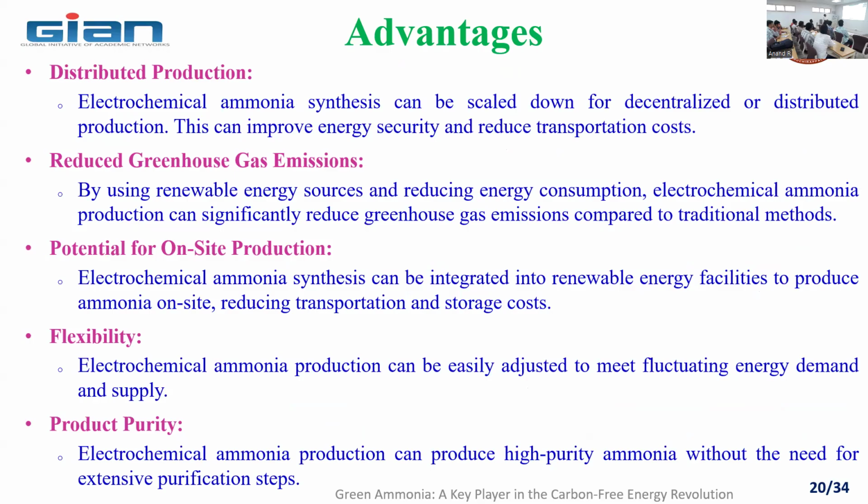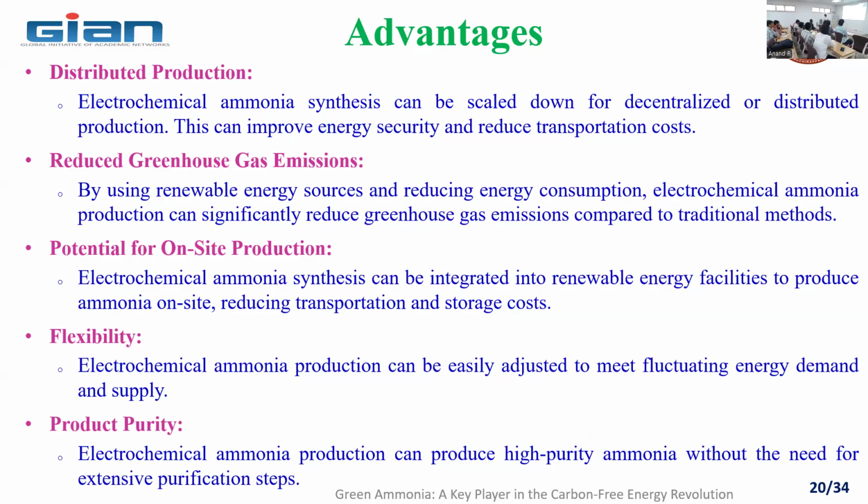The electrochemical ammonia synthesis can be scaled down for decentralized production. That means, instead of producing ammonia at one point and distributing through pipelines or transportation, if you go for distribution, the electrolyzer along with the system for ammonia generation, then you can generate ammonia locally, in every district or every panchayat. Because for the transportation also, we need to do a life cycle analysis of the process. Whatever other costs are involved, you need to include them.